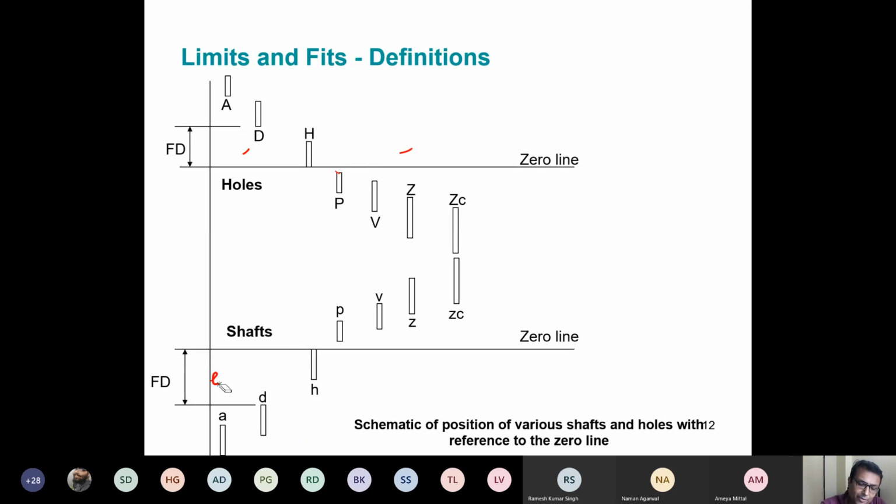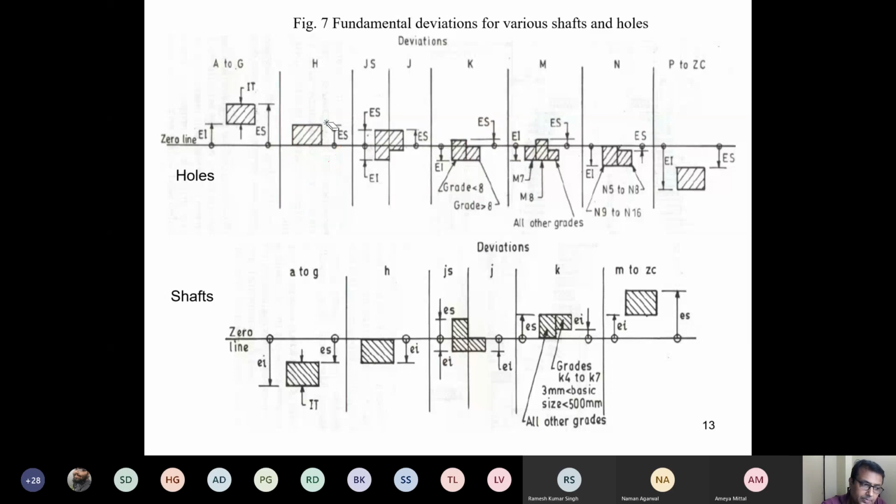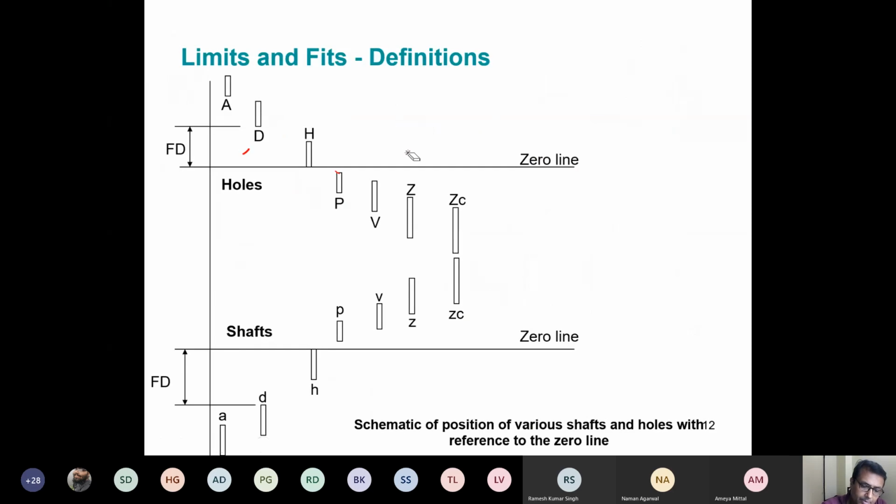Can somebody tell me what will happen with H and H? These two. Any guesses with H and H?